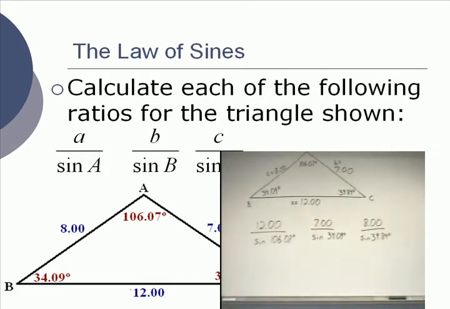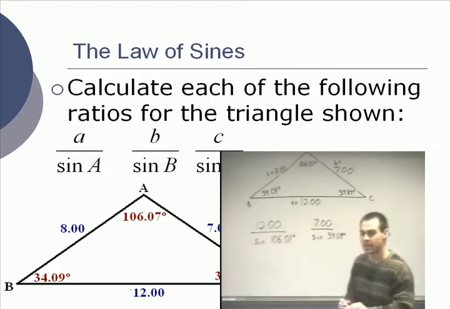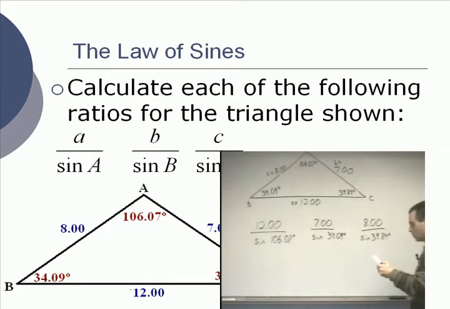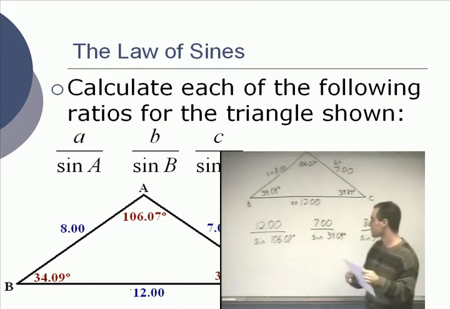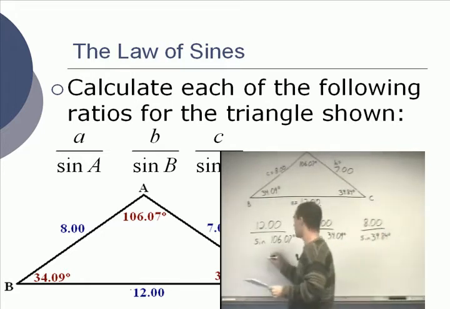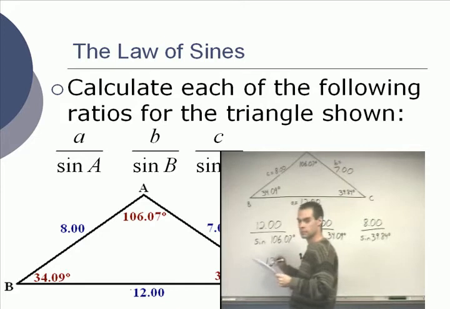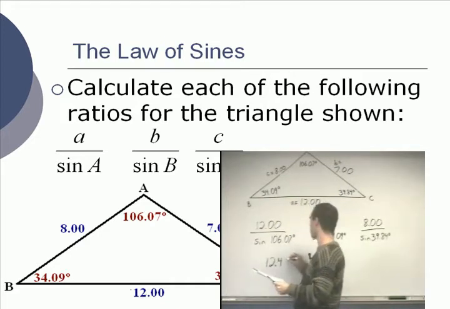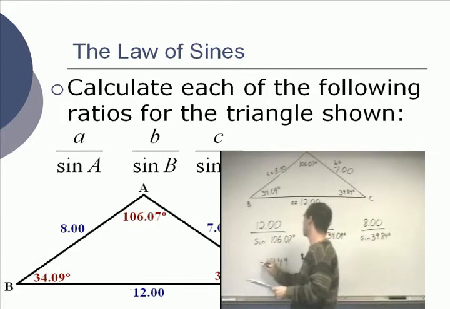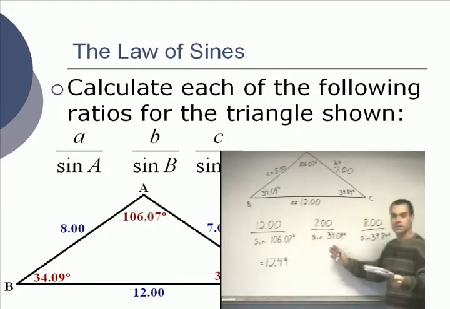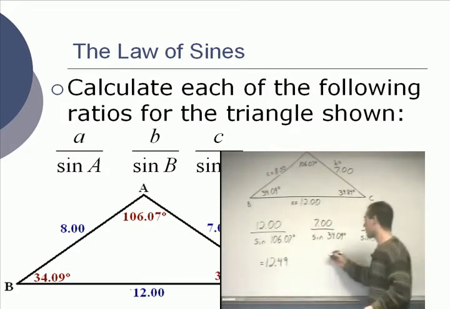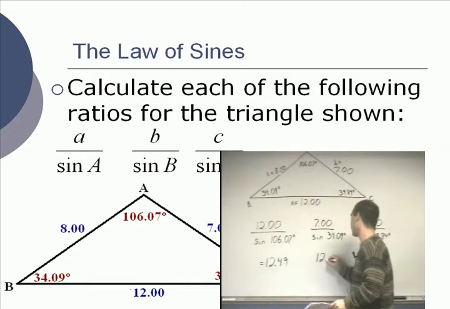Front row, what did you get for side A divided by the sine of angle A? We'll go to 2 decimal places here, 4 sig digs. You get 12.49. What'd you get? 49? 49? Okay, second row, 12.49. I'll wait for you to catch your breath here.